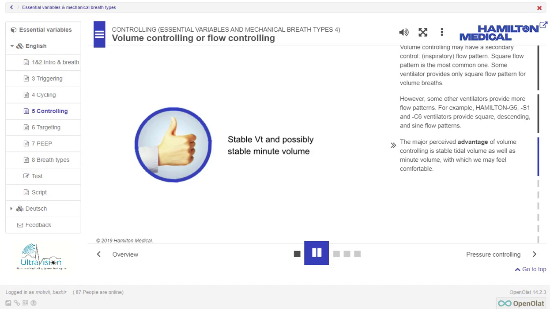The major perceived advantage of volume controlling is stable tidal volume as well as minute volume, with which we may feel comfortable.